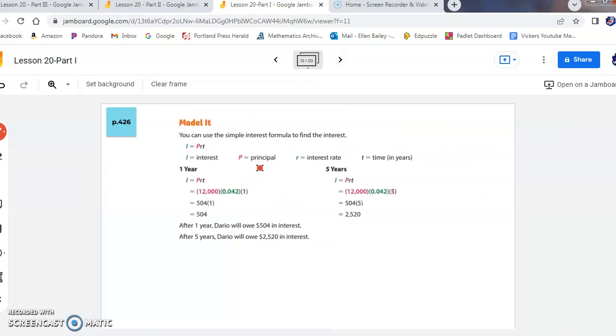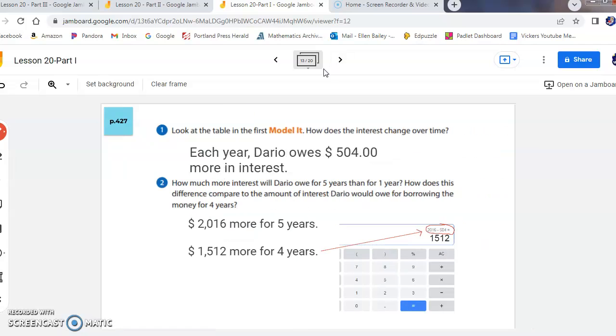All right, look at this one here. This is what we did. We figured out the interest for 1 year was 504 using the formula. The interest for 5 was 2,520. The only thing they didn't do is the subtracting. We already did that and took care of that. There's nothing that you really need to write on this page. So let's turn to page 427.